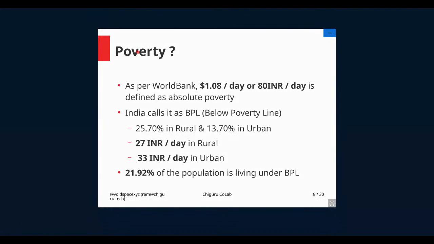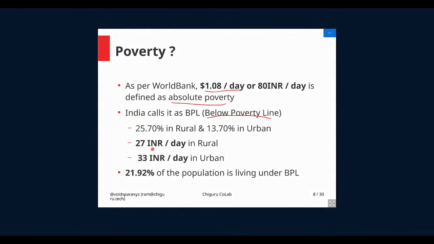When we talk about the context of inequality, absolute poverty is a term defined by the World Bank as someone who's earning about $1.08. That roughly boils down to 80 rupees a day, right? India does not have a definition of absolute poverty. We just comfortably call them below poverty lines.